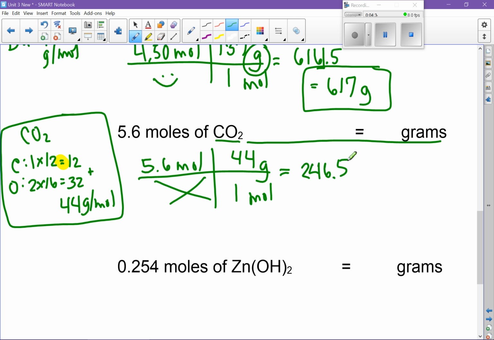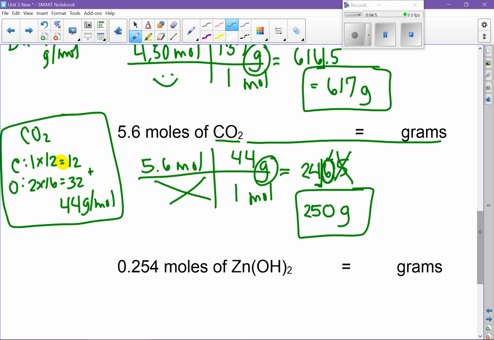246.5. To round that to the tens place, that's right here at the 4, it becomes a 5 because of the 6. But now this 6 on the left side of the decimal gets replaced with a 0. I do not replace the 5. Lastly, I was looking for grams. That's what goes on as my unit.